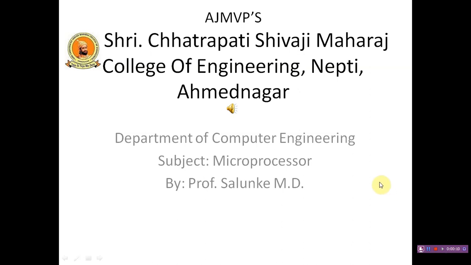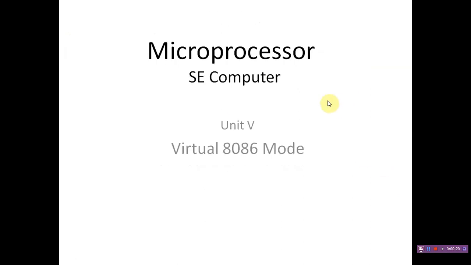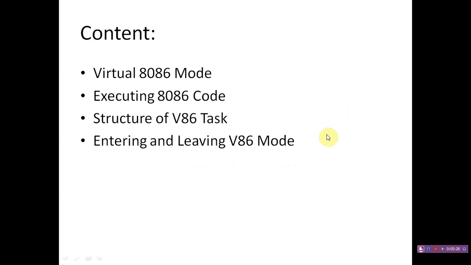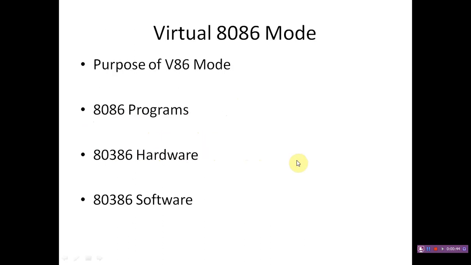Our subject is microprocessor and the topic of today's lecture is virtual 8086 mode. This is the third part of our unit 5. So these are some contents that we will see throughout the lectures, that is virtual 8086 mode, executing 8086 code, structure of V86 task, entering and leaving virtual 8086, that is V86 mode. So let's start with first virtual 8086 mode.